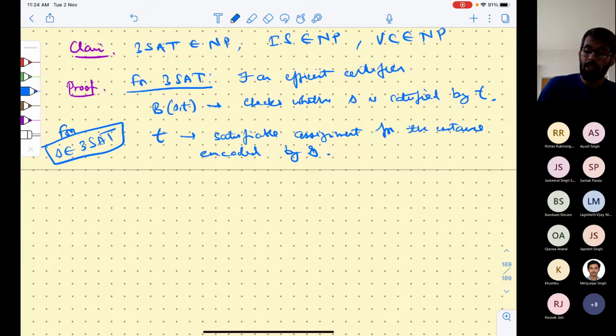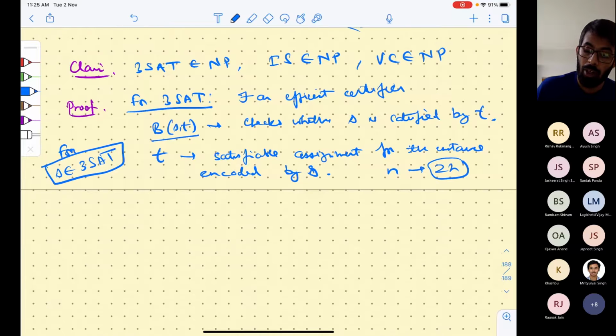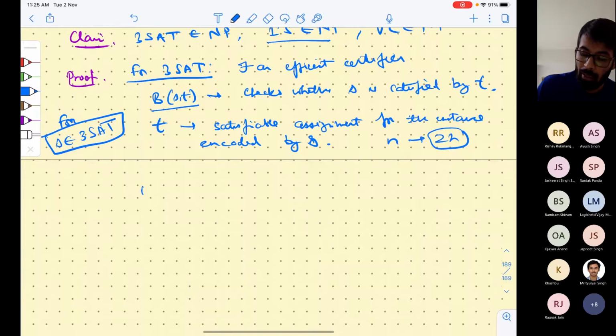Right. So as I had said in the beginning, there exists a small certificate. Why is this certificate small? Because there are n variables. For each variable you just have, let's say, a 2n size array, or even n size is fine. And even smaller, you can just have the bits 0, 1. And then what does the algorithm do? The polynomial time algorithm takes this assignment, puts it in the formula, and sees whether it is satisfiable or not.